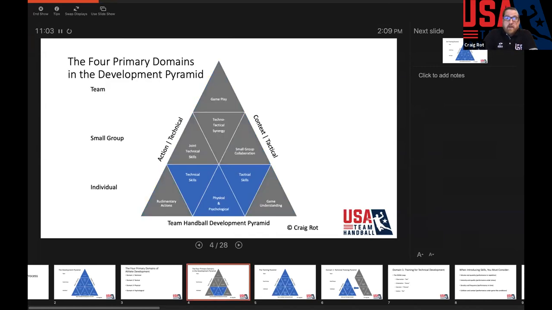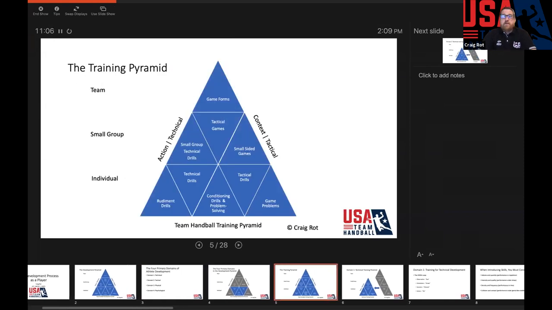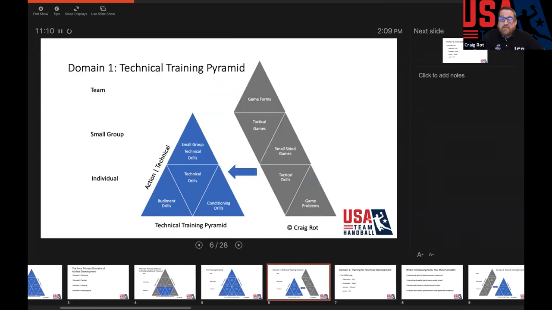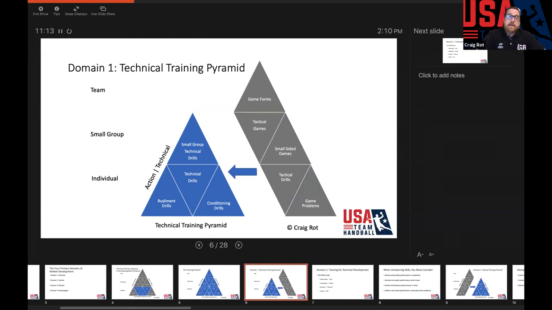The first thing we have to do is break off the technical training pyramid and think of it as its own thing. The technical training pyramid has its own hierarchy, completely separated from context. If you look now, context and tactics are gone. Game forms, tactical games, small-sided games, tactical drills, and game problems have been removed. Now we're looking at the actions that our players can do. These are the tools. Let's consider this the tools that they need, whether it's in the game context or not. This is how we build them. And so with the first concept, the first domain is developing players for technical proficiency. It's important. You need the tools before you can go.